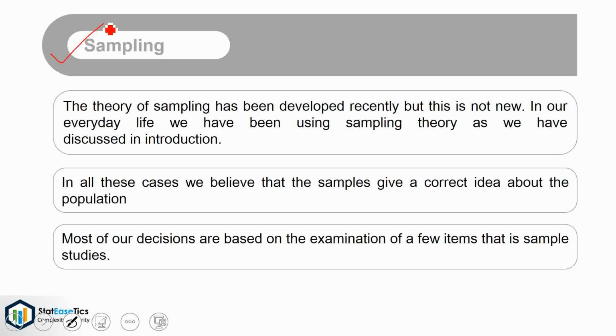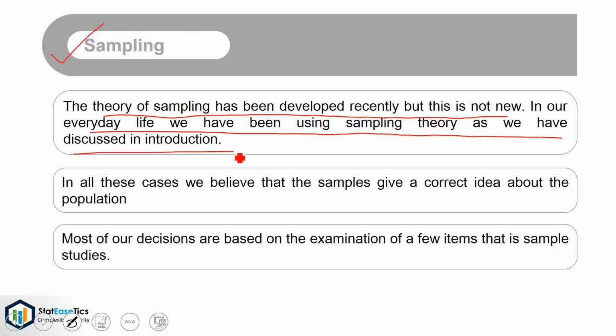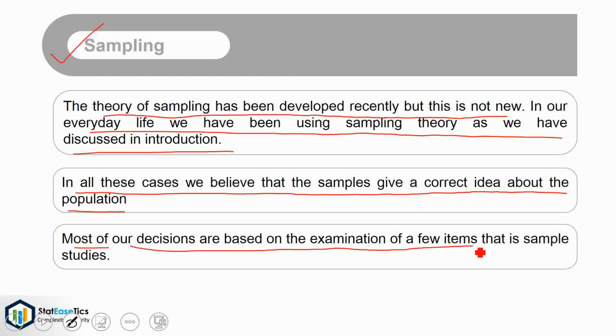Now let's see sampling. The theory of sampling has been developed recently, but this is not new. In our everyday life, we have been using sampling theory as we have discussed in the introduction. In all these cases, we believe that the samples give a correct idea about the population. That is, samples are the true representative of the population. Most of our decisions are based on the examination of a few items, that is, sample studies.